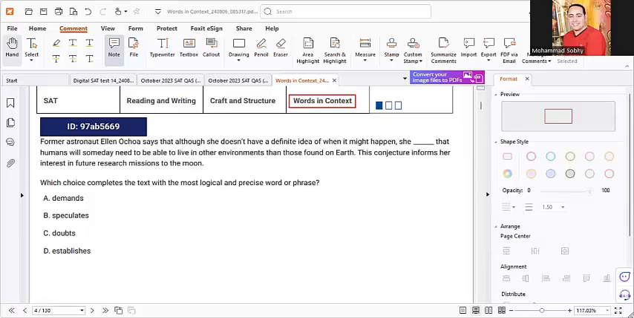Girls, do you agree with them? Okay, Lamar, what do you think? To be honest, I don't know. I think it's C also. Okay, good. Maria? I think it's D, establishes. Okay. Nobody is suggesting B. What is the meaning of option B?